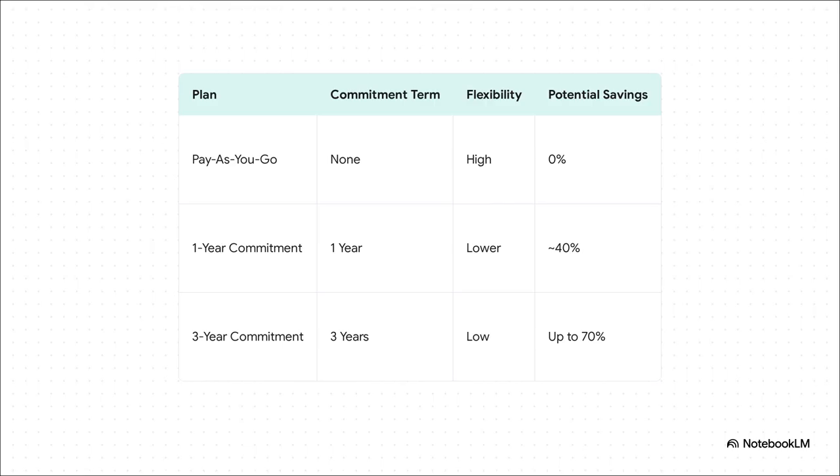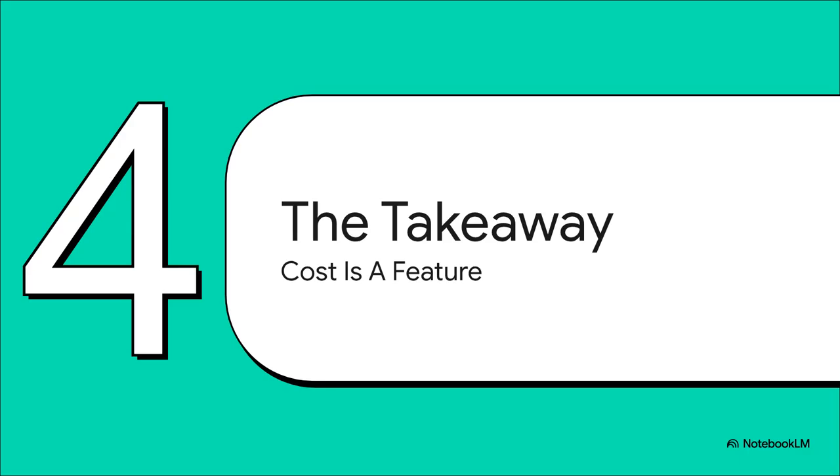The trade-off is pretty simple. The longer you commit, the more you save. We're talking real money here. A 1-year commitment can slash your costs by about 40%. Go for a 3-year plan, and you could be looking at savings of up to a whopping 70% compared to just paying as you go. For any workload that you know is going to stick around, this is probably the biggest lever you can pull to shrink your bill.